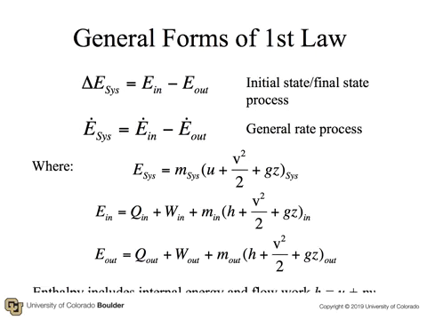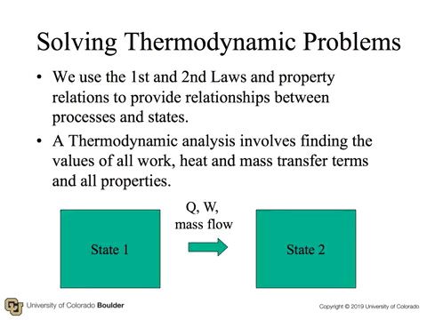You might review the various forms of the first law as discussed in any undergraduate engineering thermodynamics textbook. When we solve thermodynamic problems, we use the first and second laws and property relations to provide relationships between processes and states. In general, a thermodynamic analysis means finding the values of all the processes and states involved in the problem at hand. And we can only do so if the number of unknowns is equal to or less than the number of relationships we have available.